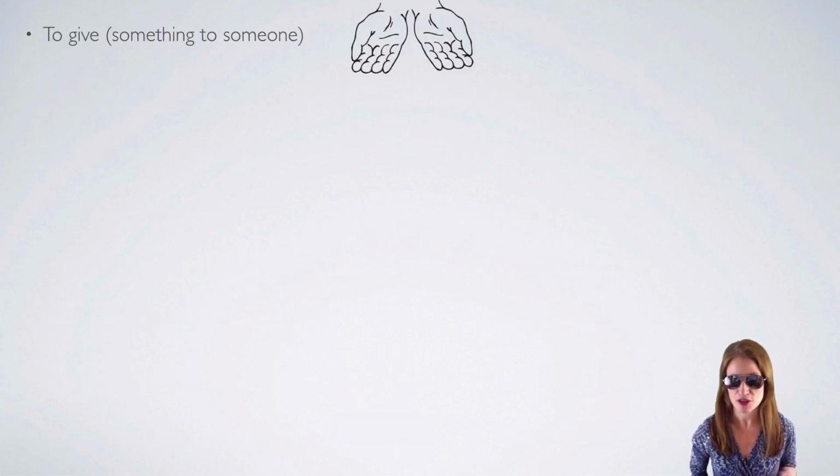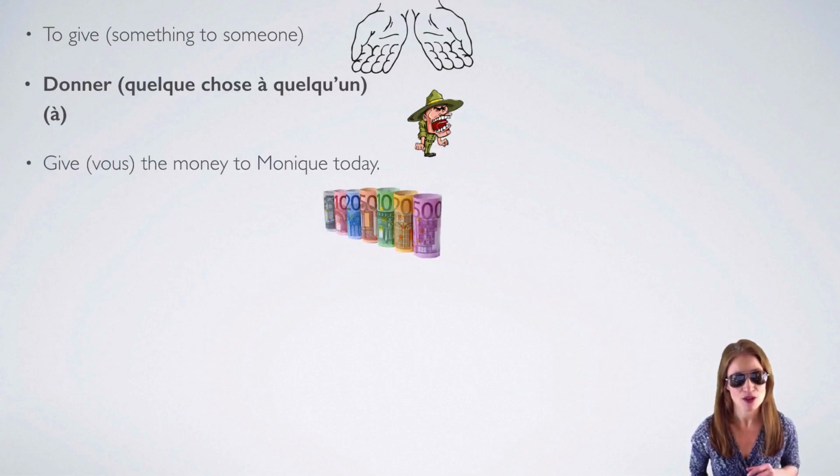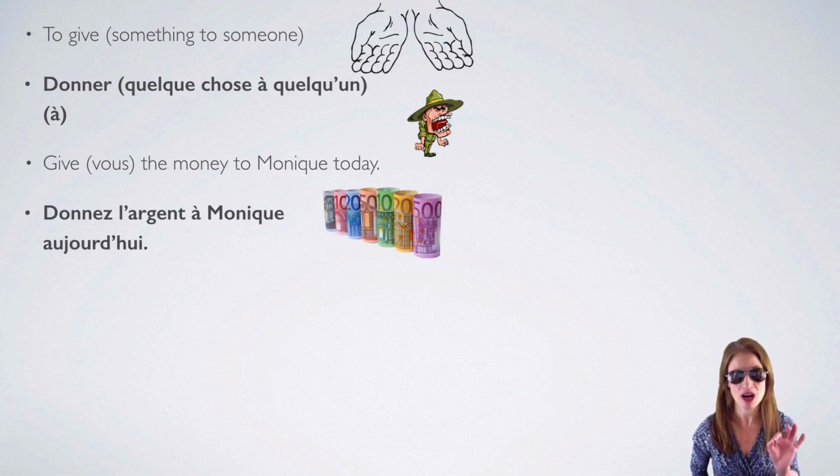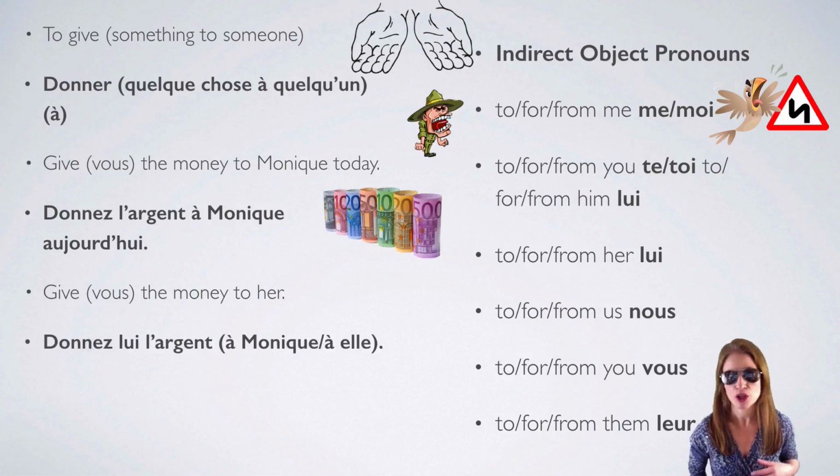To give something to someone. Donner quelque chose à quelqu'un. Using vous. Give the money to Monique today. Donnez l'argent à Monique aujourd'hui. Using vous. Give the money to her. To her is one word in French and it's hooked on with a hyphen. Donnez-lui l'argent. In theory, you should know about whom you are talking, but if it's not obvious, you can add on the person's name or say to her. À Monique or à elle, for example.